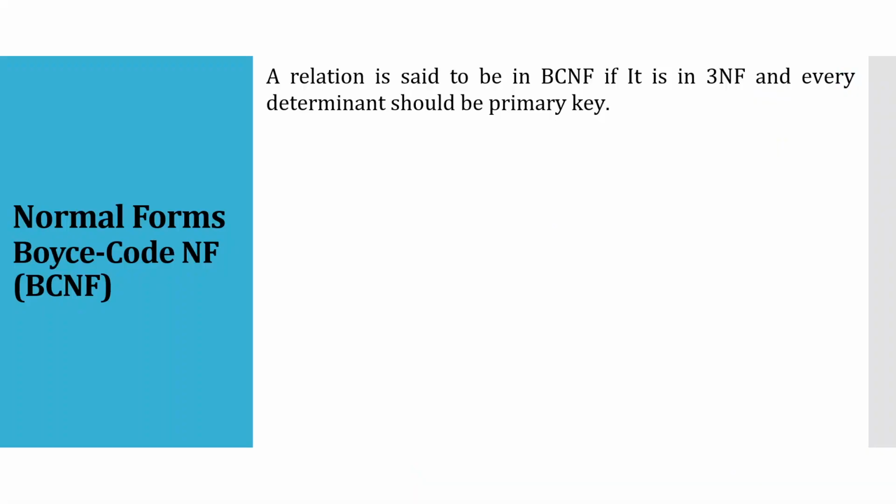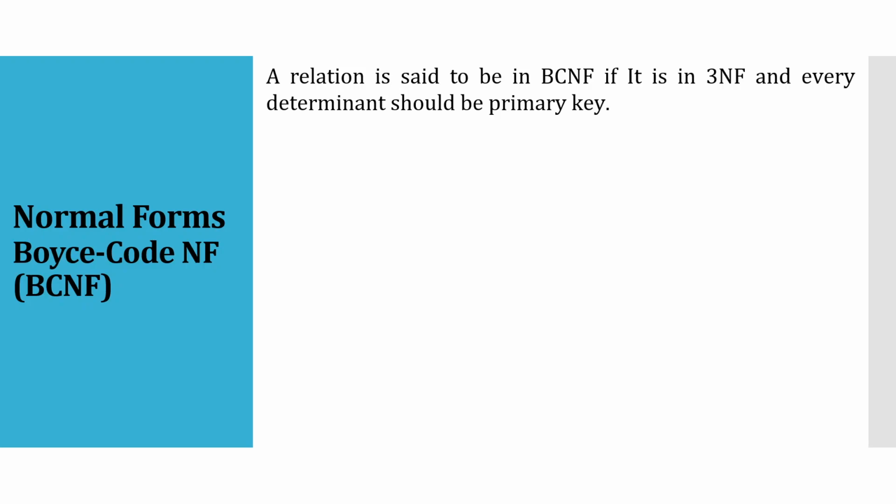So determinant means a column or a set of columns that determines the other set of columns is known as determinant. What does this mean? A column or the set of columns that determines all the other columns in a table, then that set of columns is known as determinants.